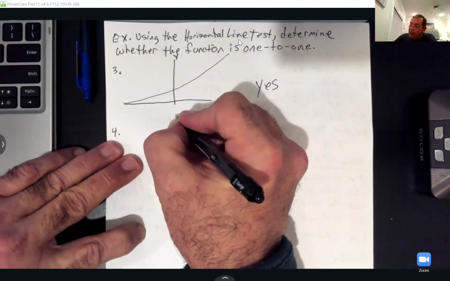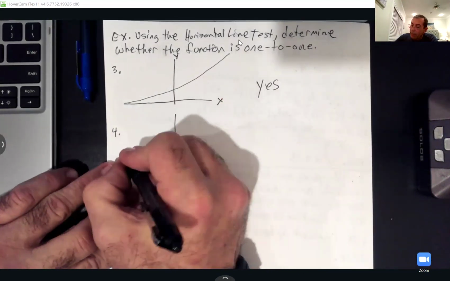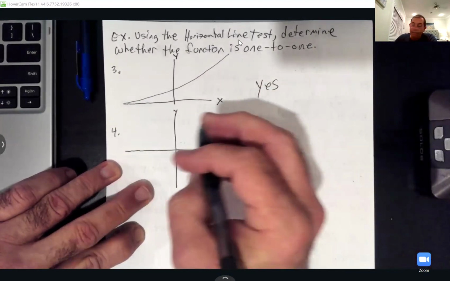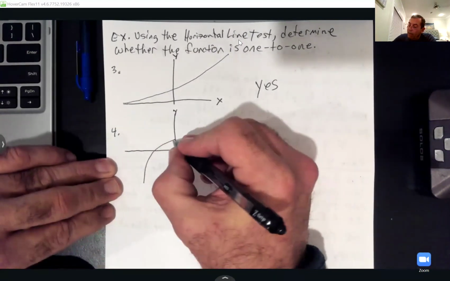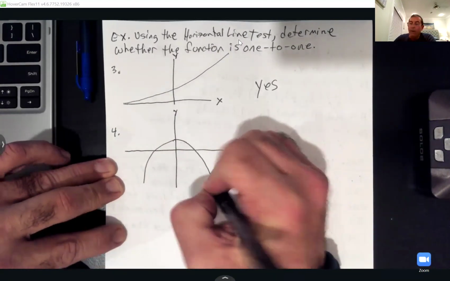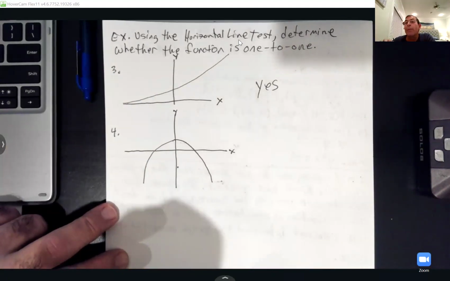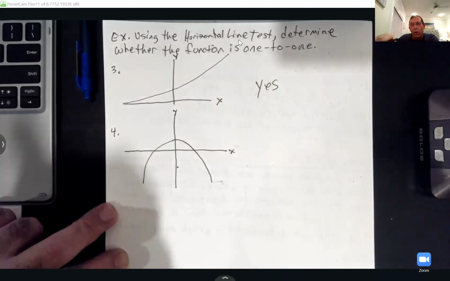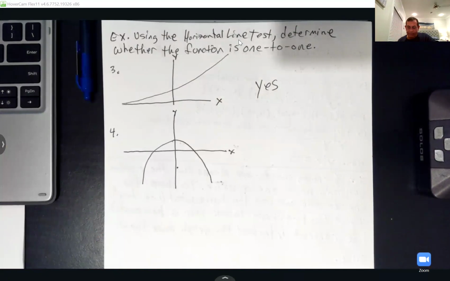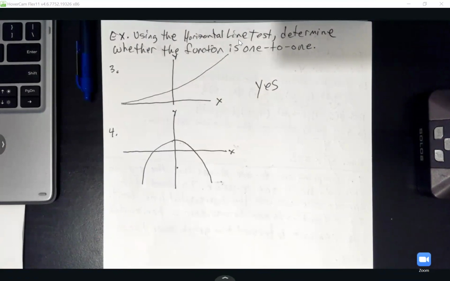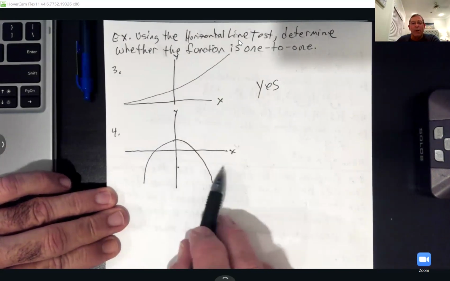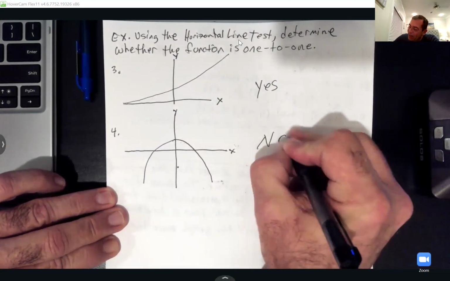Now, how about something like this? We know that a parabola is a function because we've been graphing them all last week. But the question is, is this function one-to-one? No, good job, because if you run horizontal lines, it's going to intersect it on both sides. So that is definitely a no.